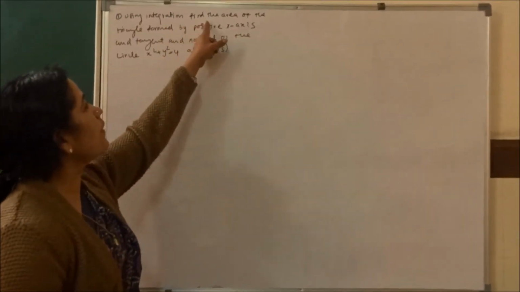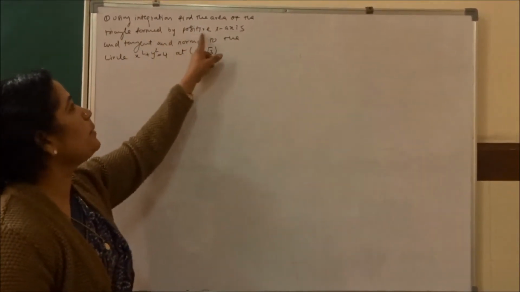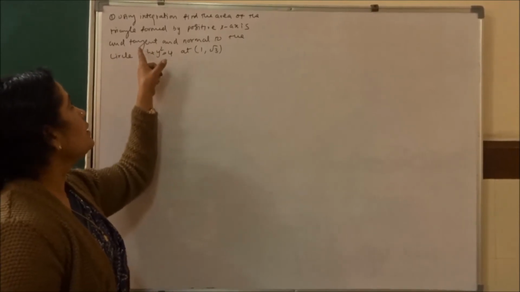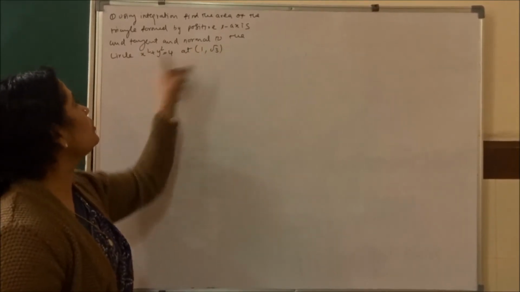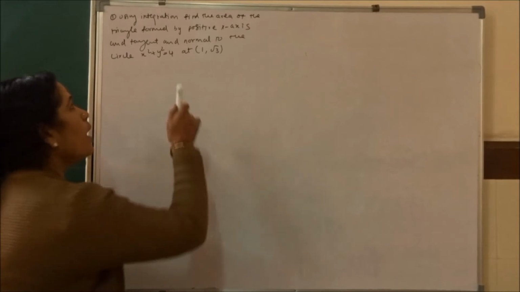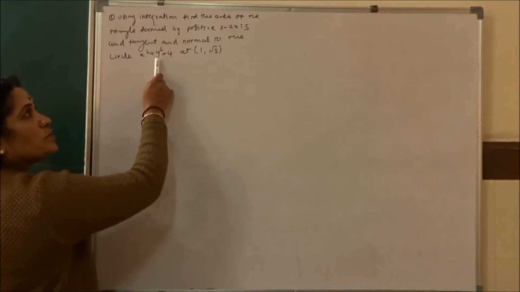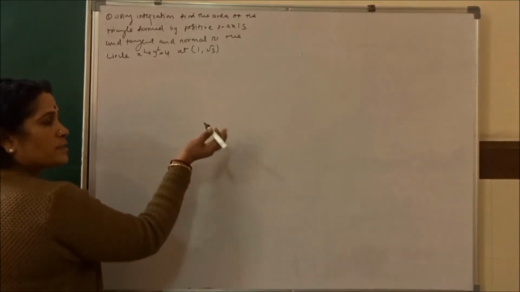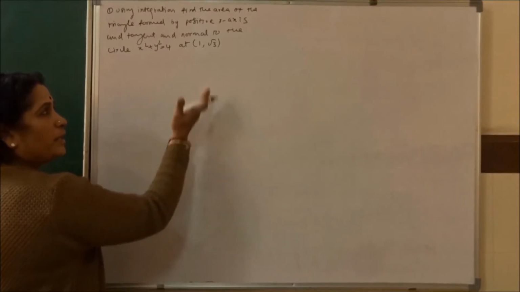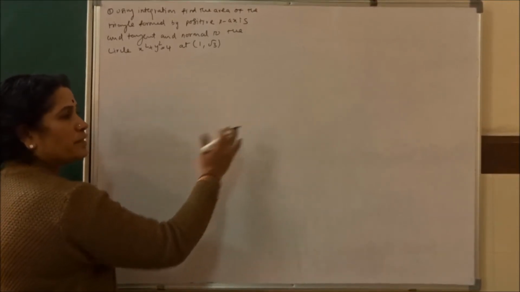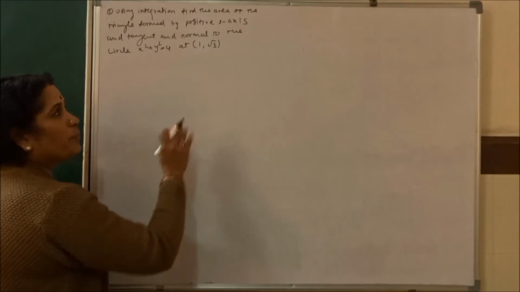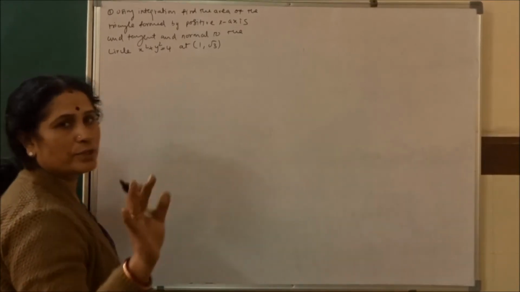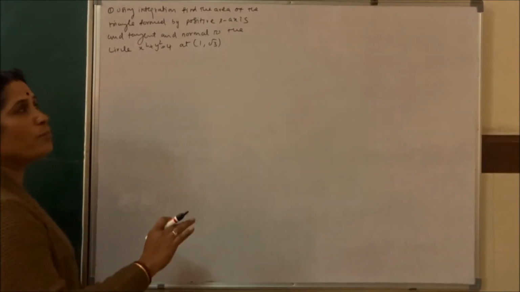Now let me take another question. Using integration, find the area of the triangle formed by the positive x-axis and the tangent and normal to the circle. Means you have to find the tangent and normal of this circle. Then the x-axis is one line, the tangent is one line, and the normal is another line. We will get a triangle shape. Then we are going to find the area of that triangle. This is one of the most important questions.